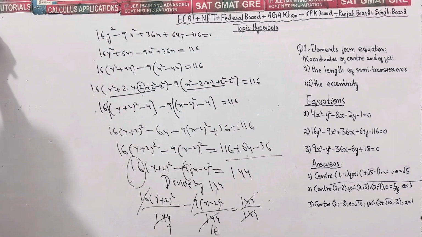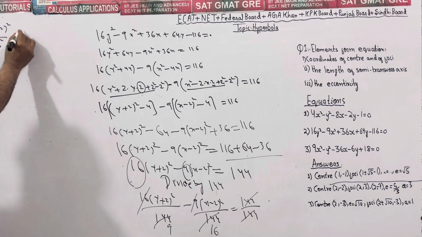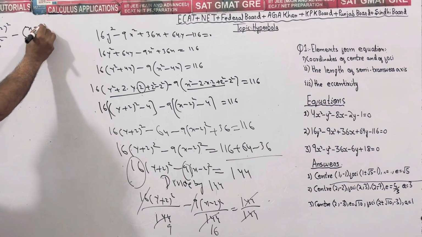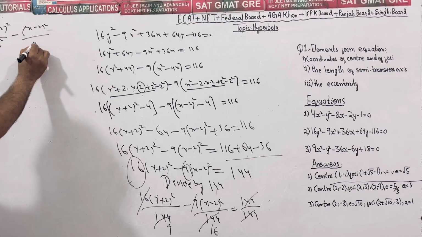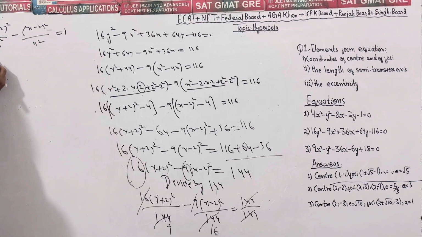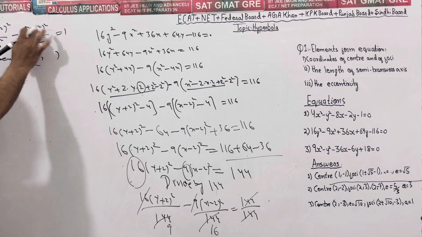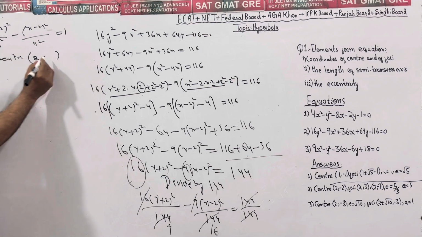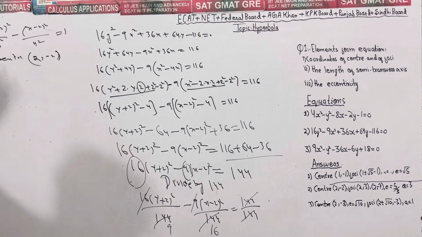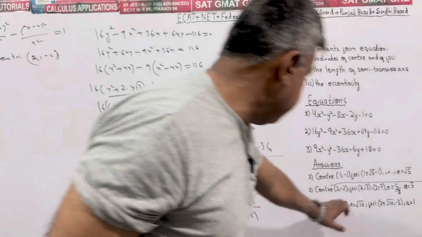Let me write here: y plus 2 whole square over, instead of 9, I can write 3 square, minus x minus 2 whole square over, instead of 16, I can write 4 square, is equal to 1. So the coordinates of center: first we have to write the x coefficient, x term. Minus 2, take positive 2. Positive 2, take negative 2. That's the coordinates of center, and they are present here.